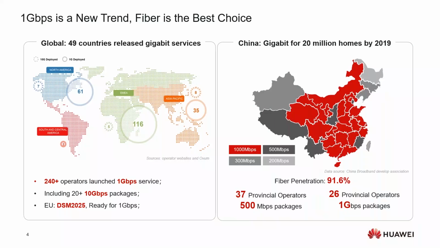And from our observation, there are rough statistics that till now, there are already over 240 operators in nearly 50 countries that have commercially launched gigabit services. And there are even 10 gigabit services to residential broadband launched by operators globally. And more and more operators are joining this world.